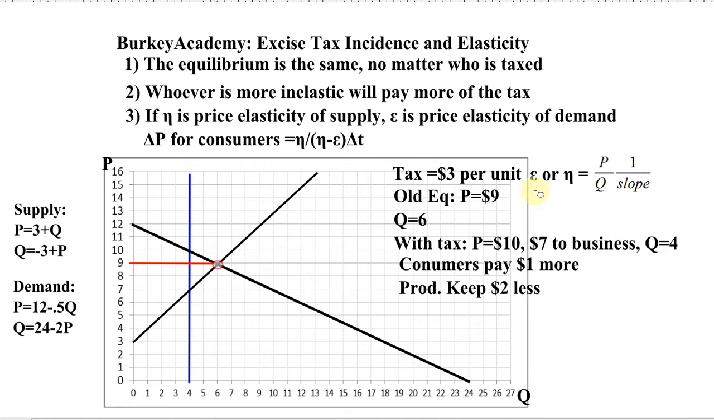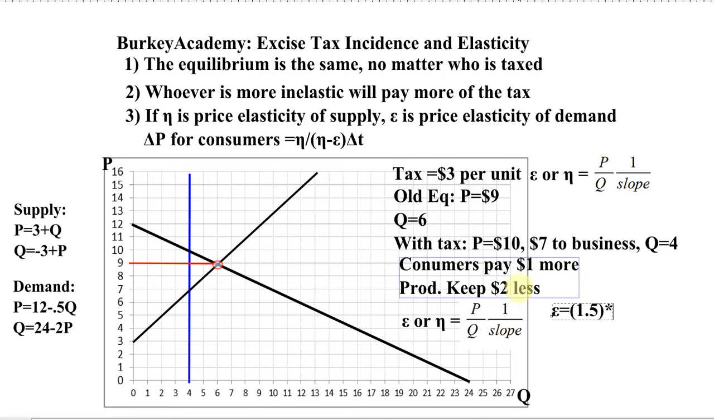So setting up the formula, here, let me just copy this down here real quickly. We're running out of real estate a little bit down here. So first, let's calculate the price elasticity of demand. And that's going to equal P over Q, which is 9 over 6. So 9 over 6 is 1.5.